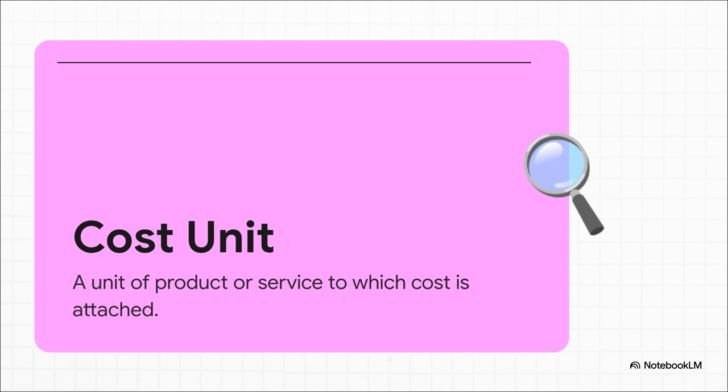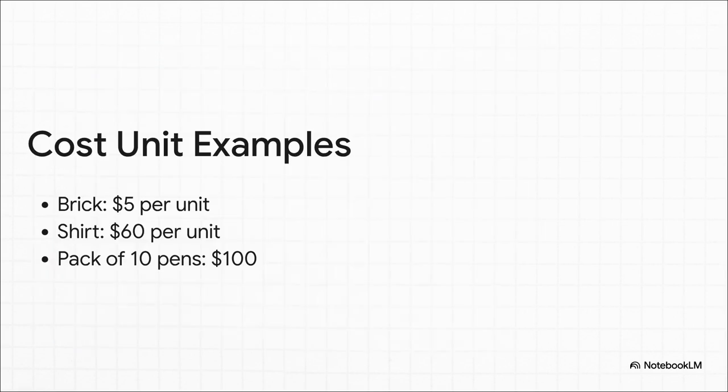If you're a local bakery, your cost unit might be a single loaf of bread. If you're an accountant, your cost unit might be 1 hour of consulting service. It is the core baseline thing that you are tracking the expense of. Let's anchor this jargon to something real so it's instantly tangible. If a construction supplier sells bricks, a single brick is a cost unit, maybe priced at $5 per unit. For a clothing retailer, a shirt is the cost unit, perhaps at $60 per unit. Or a cost unit doesn't even have to be just one single physical item. It could be a pack of 10 pens, treated as one unit, costing $100. Whatever the customer buys is the unit we have to attach our costs to.